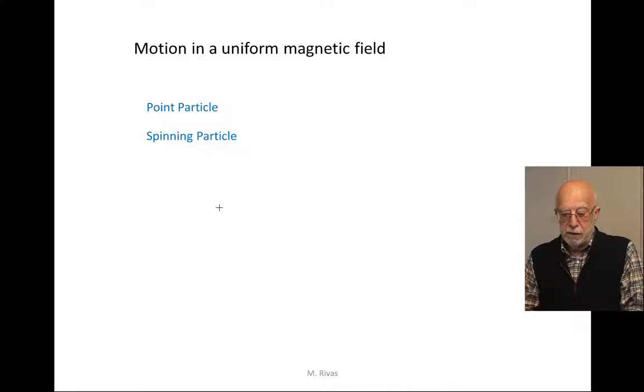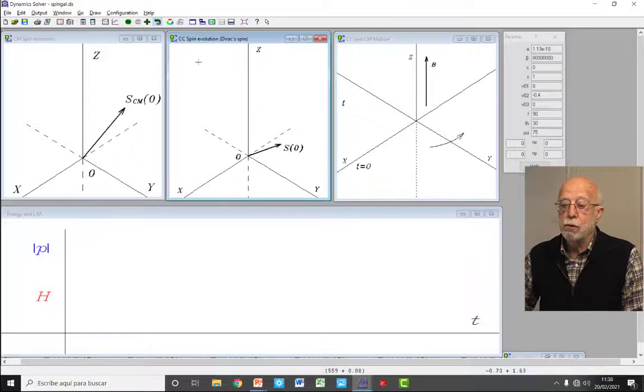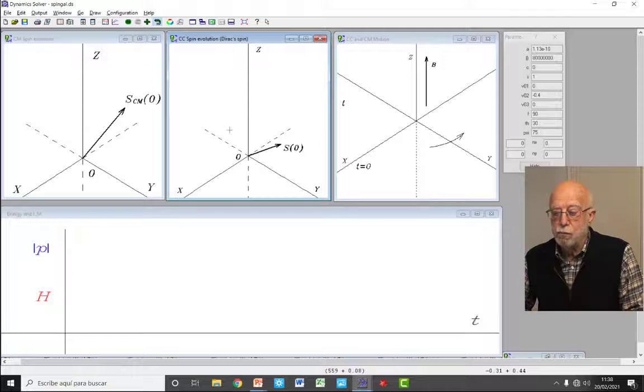For the spinning particle, we have to describe also the dynamics of a spin. In this computer program, we have several windows. In this window, I will show you the center of charge and center of mass motion with the same magnetic field, the same linear momentum in this direction. In this screen, I will show you the center of charge spin evolution. Here I will show you how the endpoint of the spin moves, but also on the XY plane I show the projection of that point to have some three-dimensional idea.